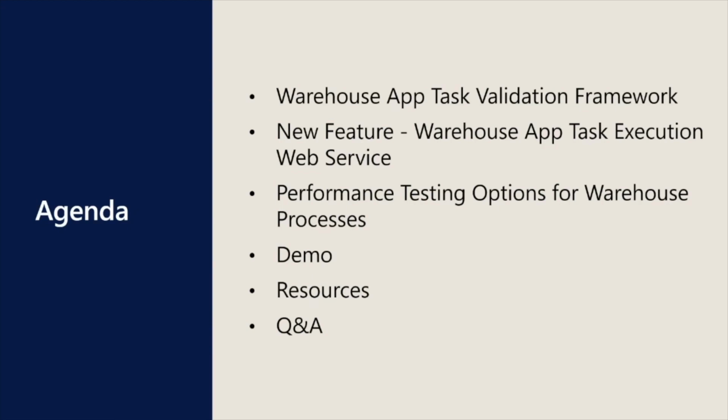Then we will talk about the new capabilities added to this framework, which is the warehouse app task execution web service, and how this new web service helps eliminate some of the limitations we had with the framework. Then we will discuss different performance testing options for warehousing scenarios. We'll show you a demo of the warehouse app task validation framework, how to do unit testing and performance testing of specific warehouse processes within Dynamics 365 SCM, as well as how you can do performance testing using a third-party application. In the end, we will share some useful resources and also have some time for Q&A.